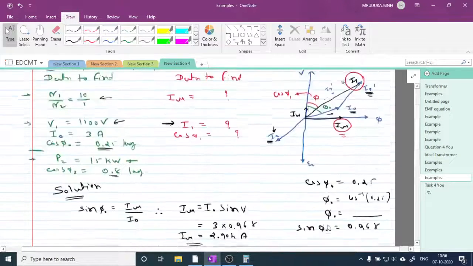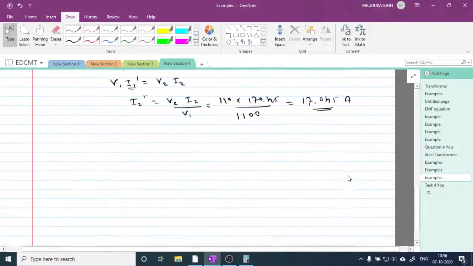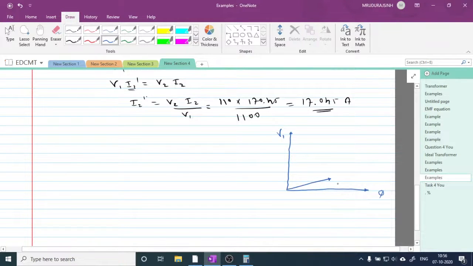Now observe over here. I am drawing this vector diagram again, just to have a clear idea, and I am drawing this much only. This is our flux. This is our V1 voltage. This is our I0, and this is the I2 dash.